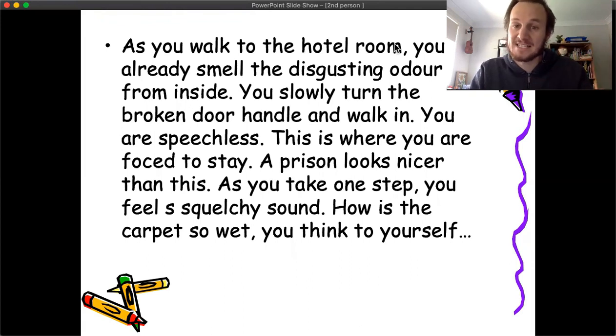So this is your task for today: write a short little writing piece in the second person about what would happen if you went into a hotel room that was amazing or one that was horrible, and how would you make the audience feel either like they really want to be there or that this would be the worst day ever, okay? All right, good luck with that.